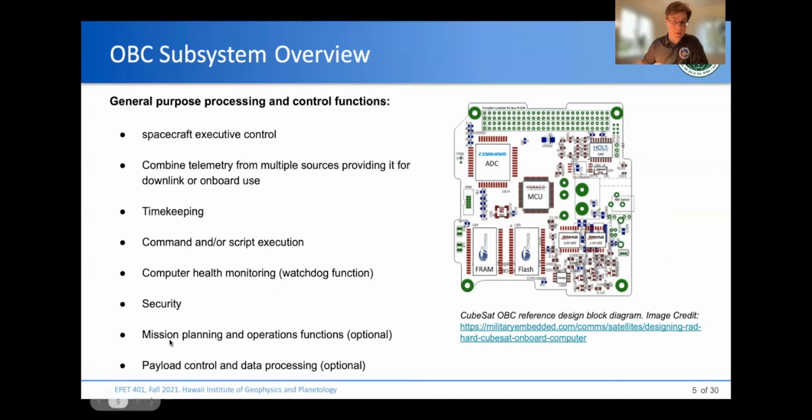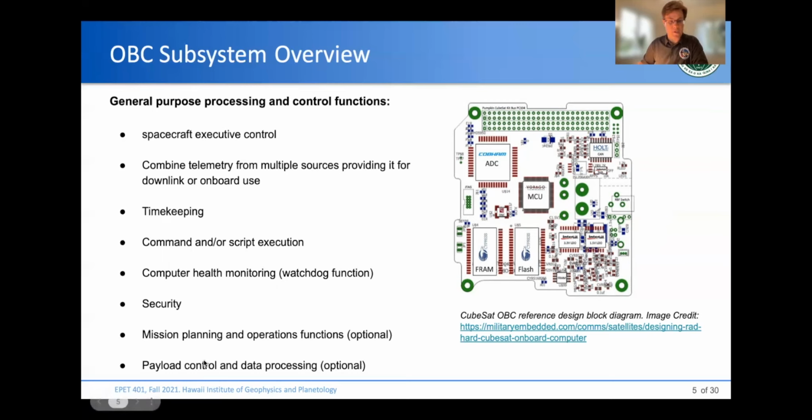And then sometimes this is optional, but the flight computer will also execute mission planning and operation functions, so that if you have to somehow let the computer decide what is the next step on your mission, you need to implement some of that logic. And there we enter some of the intelligence and autonomy that spacecraft computers can implement nowadays.